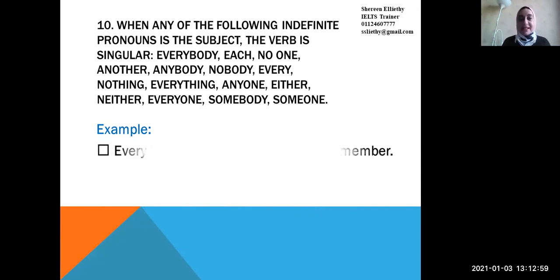Let's look here. Every man and woman in this hall is a member. I don't want you to get confused because you see man and woman and think this is a plural subject. No, remember the indefinite pronouns are singular. Everybody, each, no one, another, anybody, nobody, every, nothing, everything, anyone, either, neither, everyone, somebody, someone. All of these require a singular verb.